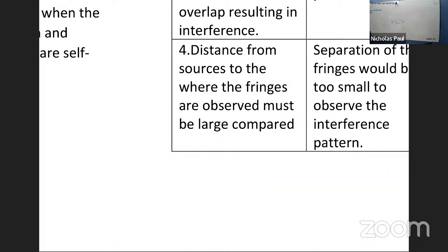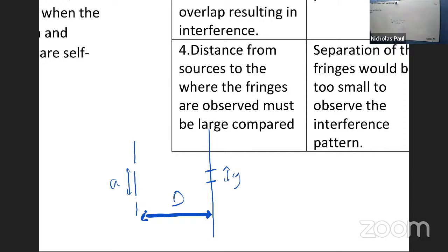For those who are not seeing it, watch here. The separation between the slits is E. You have a screen, and the separation between the screen and the slits is D. And you have fringes. The separation between the fringes is Y. What we are going to learn now is that Y is directly related to D.